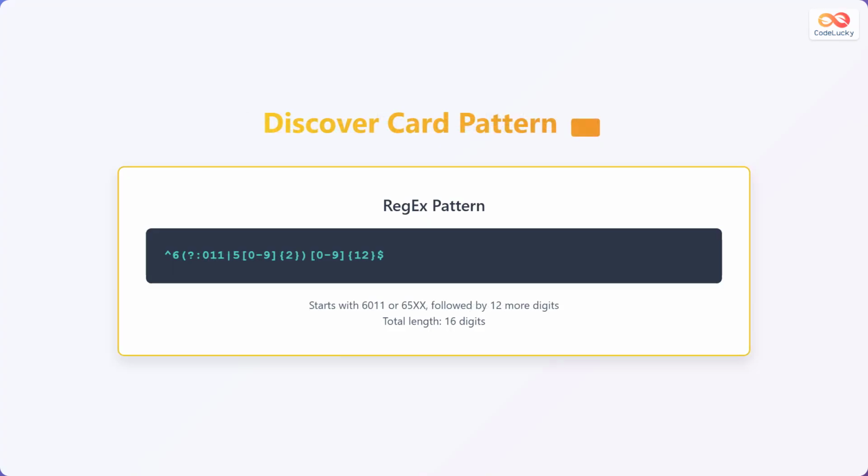Let's dive into the regular expression pattern for Discover cards. The regular expression is ^6(?:011|5[0-9]{2})[0-9]{12}$. This pattern shows that Discover card numbers start with either 6011 or 65, followed by any 2 digits, with 12 additional digits following. In total, the card number's length is 16 digits.